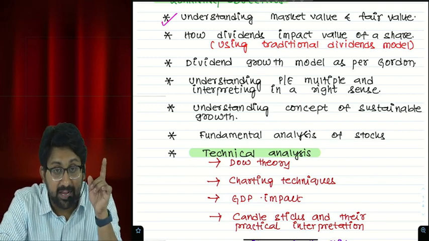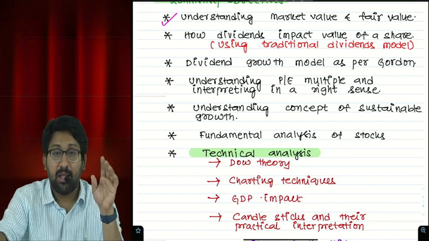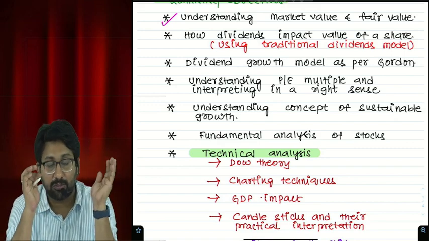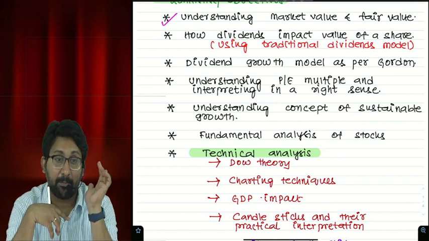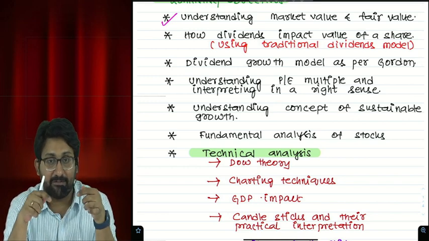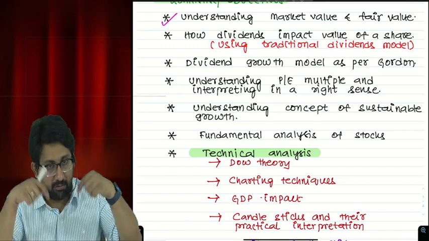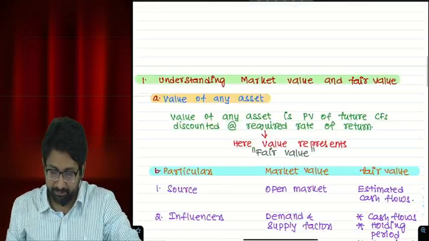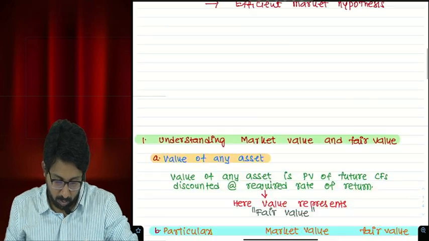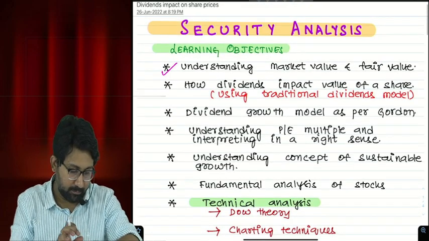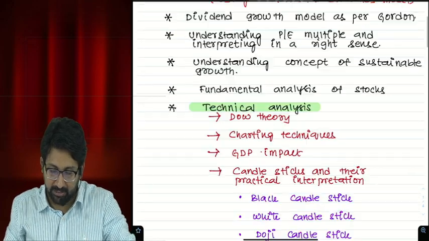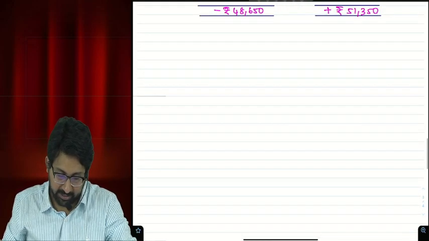In the beginning lecture, if you remember, I said there are 4 types of cash flow: single cash flow, multiple cash flow, annuity cash flow, and perpetual cash flows. There I explained everything except perpetual. Now I am going to explain that. So topic 1 is completed, and topic number 2 is how dividends are going to impact the share prices.